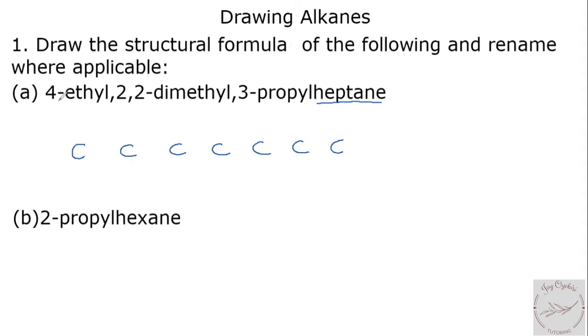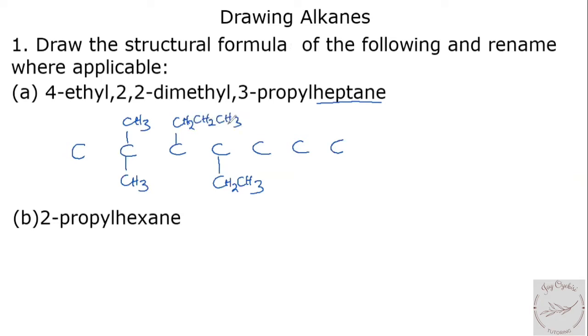Now the first substituent here is a 4-ethyl. If we count 1, 2, 3, 4, we add our ethyl here. The next one is 2,2-dimethyl. On the second carbon, there are 2 methyl groups. And on the third carbon, which is this, there is a propyl group. Propyl is 3 carbons. So you have this.